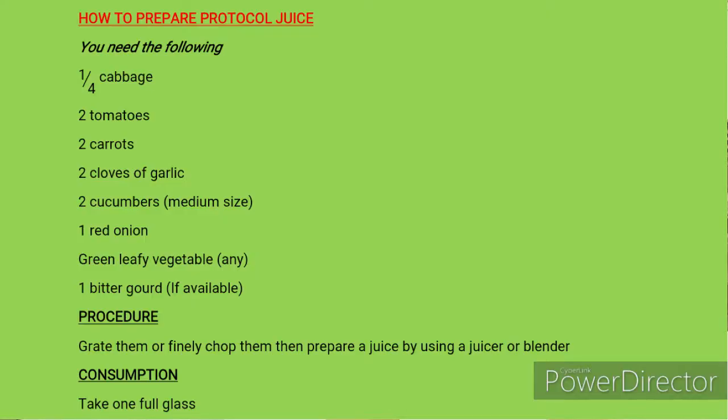You may not understand what protocol juice is, but it's a simple procedure to acquire it. Take a quarter cabbage, 2 tomatoes, 2 carrots, 2 cloves of garlic, 2 cucumbers, 1 red onion, and one type of leafy vegetable. It can be spinach or any other. Blend them as one. The juice produced is what we call protocol juice. That's one of the ingredients.